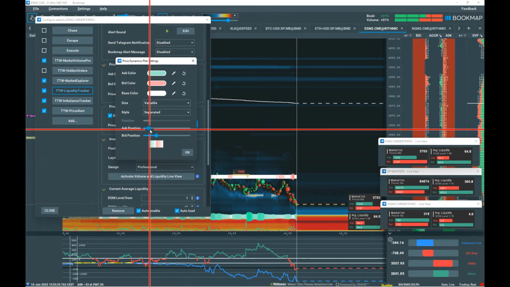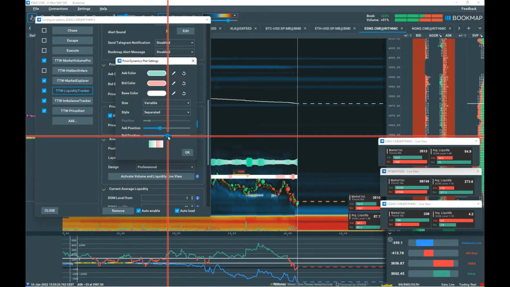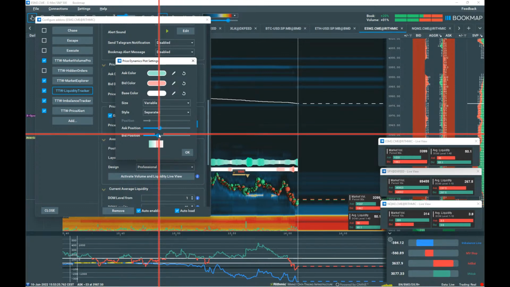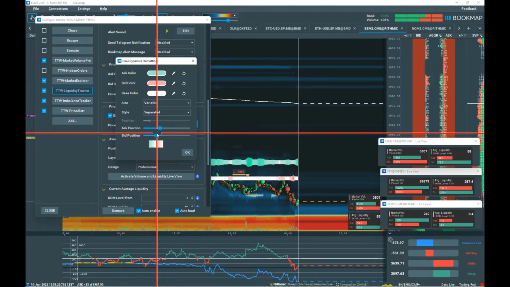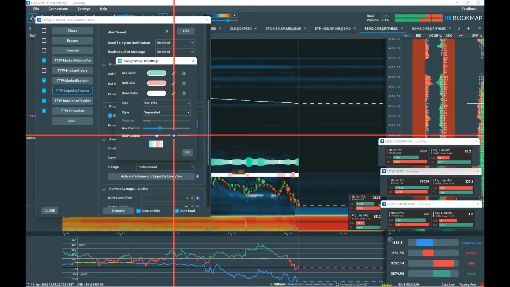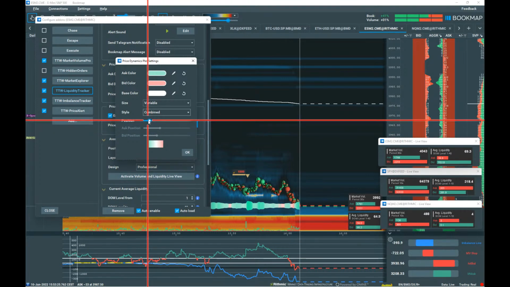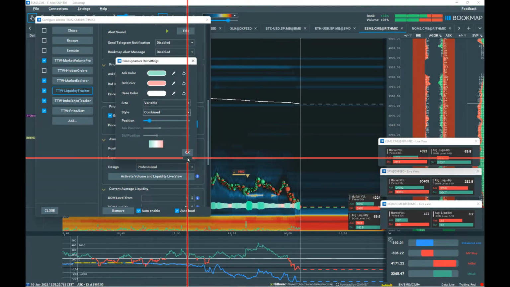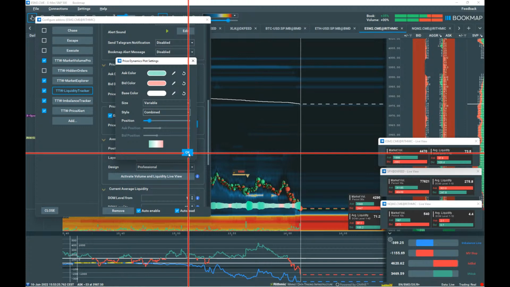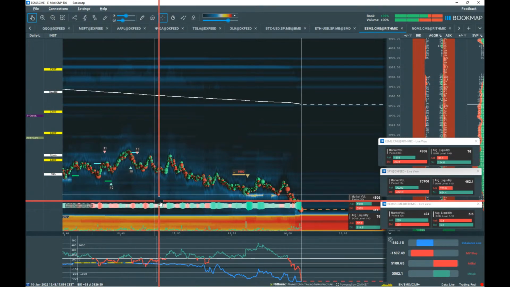Let me see. Where is the ask position? Here, and the bid position is here. Oh yeah. So we have much more support on the bid than on the ask side so far. I love this combined setting because it saves space on the chart and gives me a very nice and good overview about the market condition here.